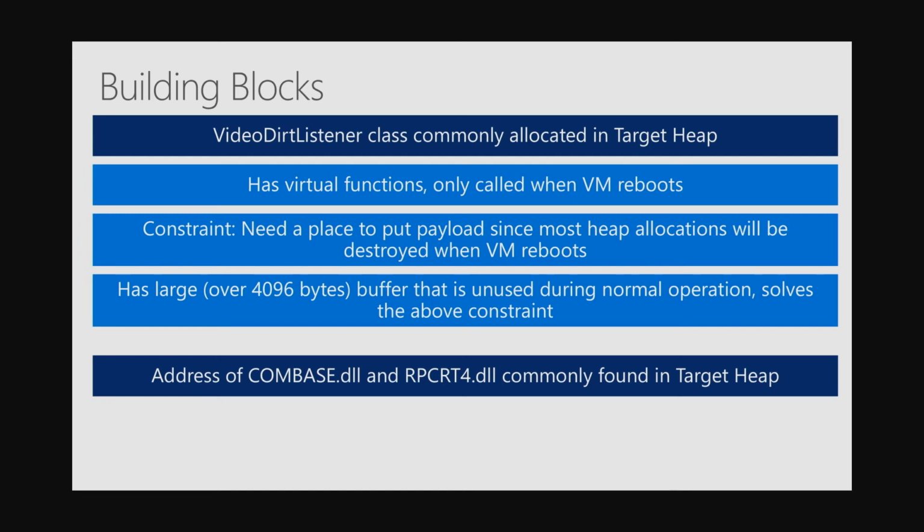And then the other thing is that I can find the address of combase.dll and rpcrt4.dll inside of the target heap. Unfortunately for me, I could not find the address of kernelbase inside the target heap. And I'll talk more about why that matters in a minute.